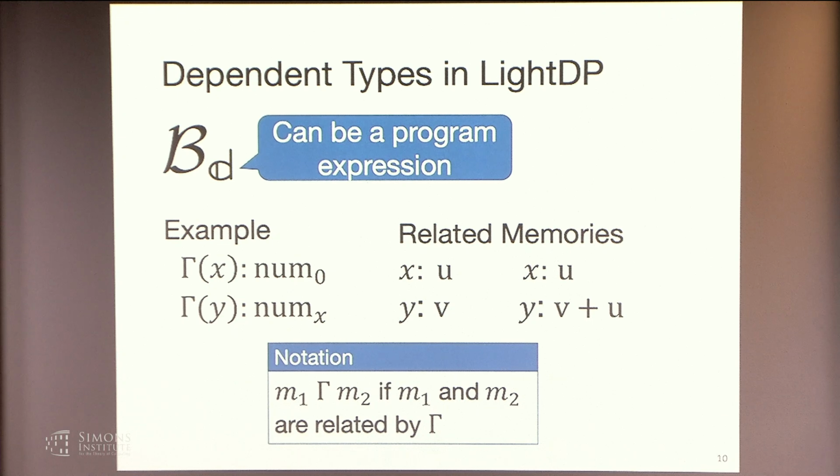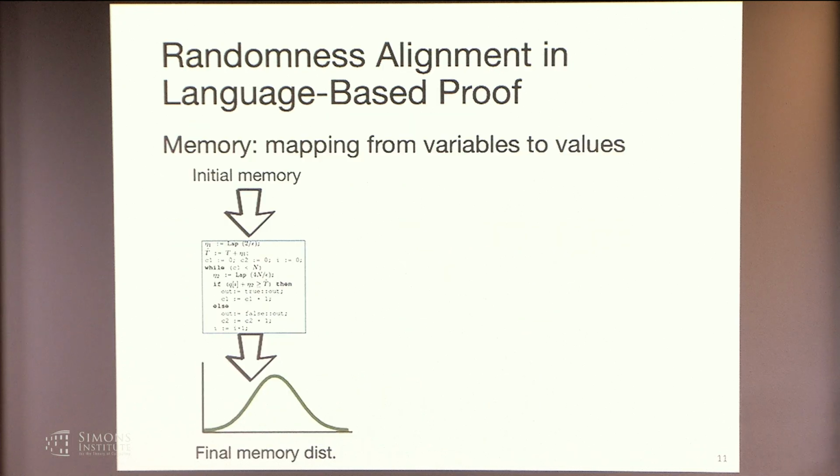So that's the annotation that the programmer needs to write down. Then the LightDP system will verify the program in a pretty automatic way. So let me try to formalize what we can guarantee by the type system. This is a standard way of formalizing a probabilistic program. So you have an arbitrary initial memory. You run a probabilistic program on the initial memory. What you get is a distribution of possible final memories.